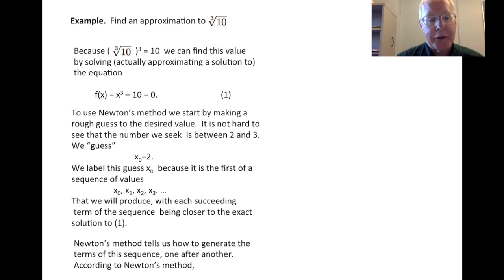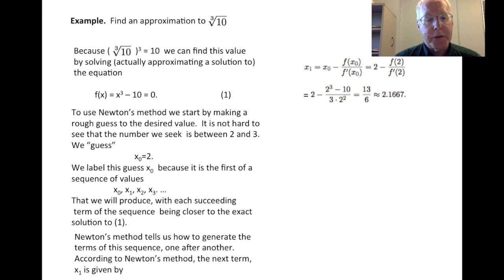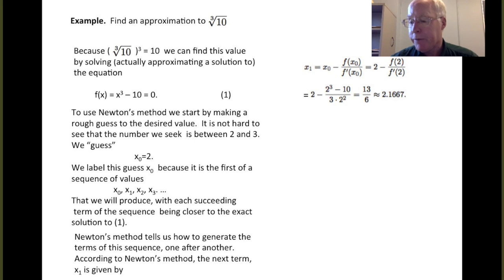Newton's method tells us how to generate the terms of this sequence one after another. Now, according to Newton's method, we can get the next term in the sequence. Remember, x0 is 2, we start with that. Newton's method says the next term, x1, is given by calculating x1 equals x0 minus f of x0, and f is the function we have already defined here, x cubed minus 10, and then divided by f prime at x0. Usually we want to take care to make sure that that value is not 0.